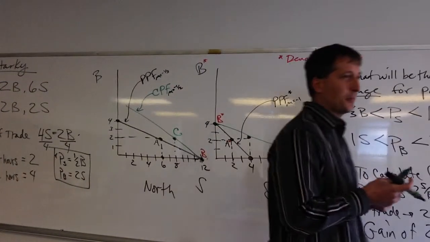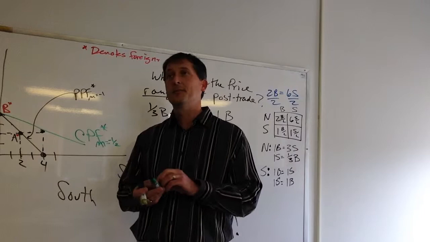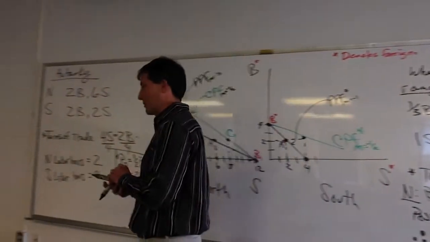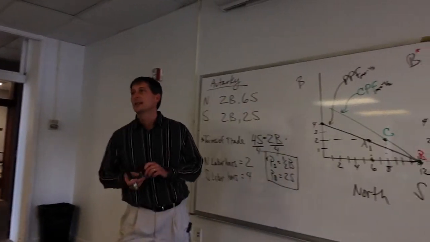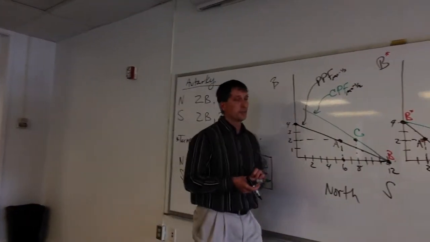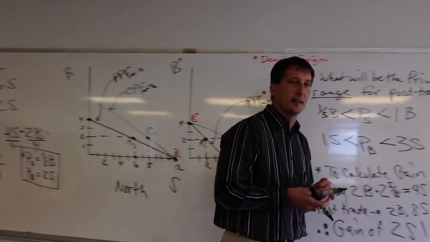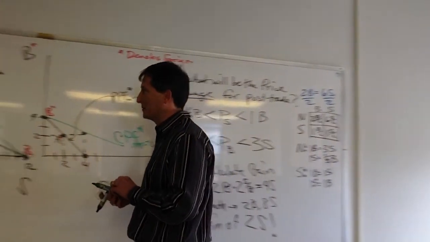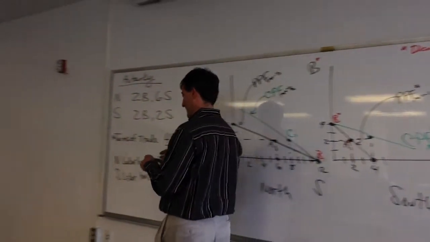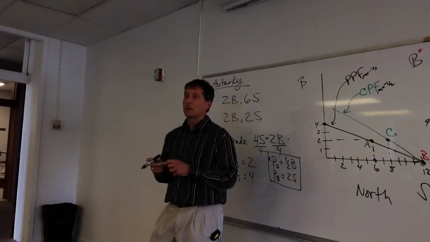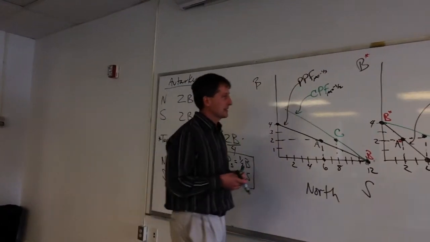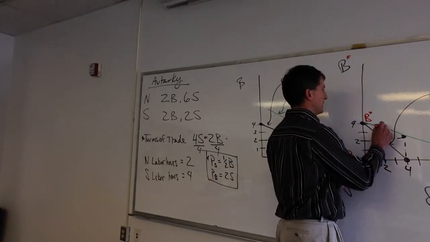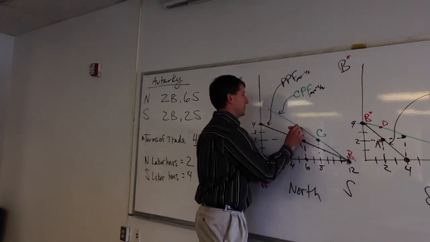On your own, what's the gain from trade in terms of bread? For both. Why don't you take a couple minutes and calculate that. There are some quicker ways to do it, and there's a little bit longer way. Both of them aren't terribly quick. I think you guys can knock this out in a couple minutes. I'll help you out here. Graphically, we're looking for this point D and this point D.